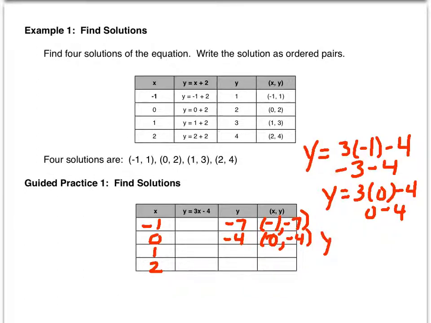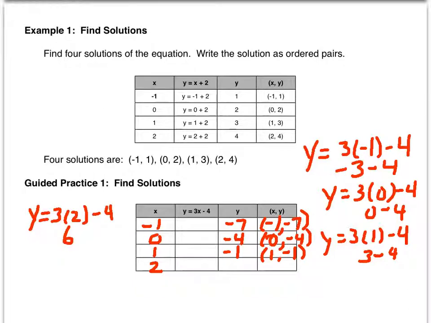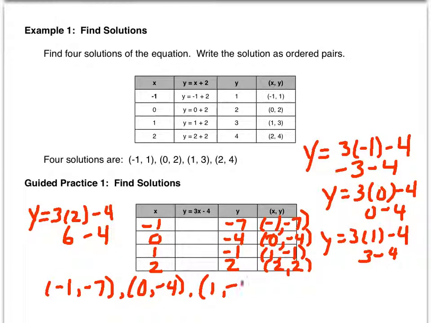Let's substitute 1. Y equals 3 times 1 minus 4. 3 minus 4 is -1. So we have 1, -1 as our ordered pair. And then we'll substitute 2. Y equals 3 times 2 minus 4. 6 minus 4 is 2. So we have 2, 2 as our last ordered pair. So our 4 ordered pairs are -1, -7; 0, -4; 1, -1; and 2, 2.